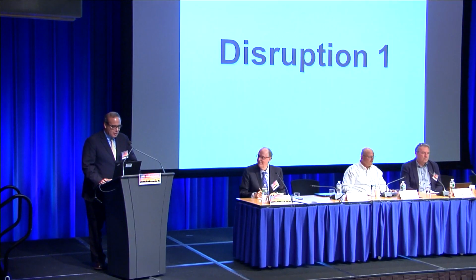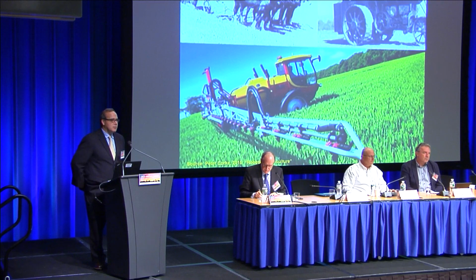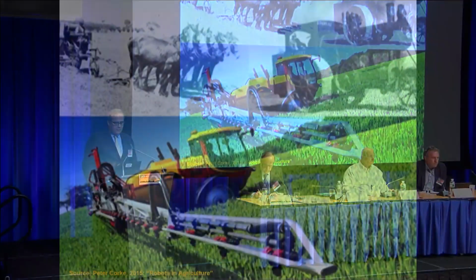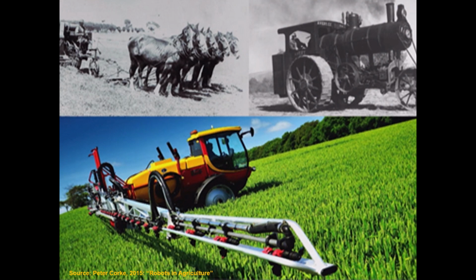So let me start with my first disruption. I have 4 disruptions today, and let me explain a little bit about it. My first disruption is what has happened in terms of automatization. This is just a graphical reflection by Professor Cork of the evolution of tractors. It came from being used by horses to machinery, and now to very sophisticated, big equipment. But the problem with this is that this is mostly for large farms because of economies of scale.